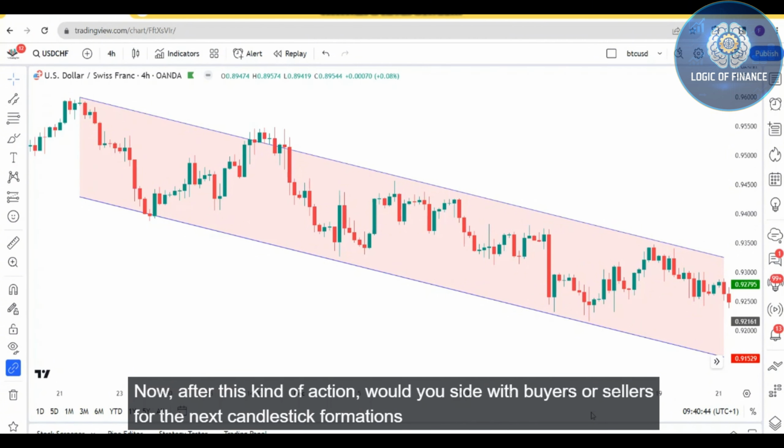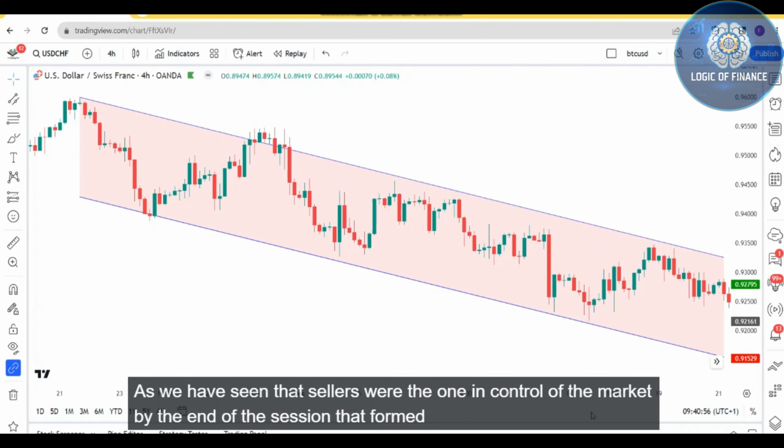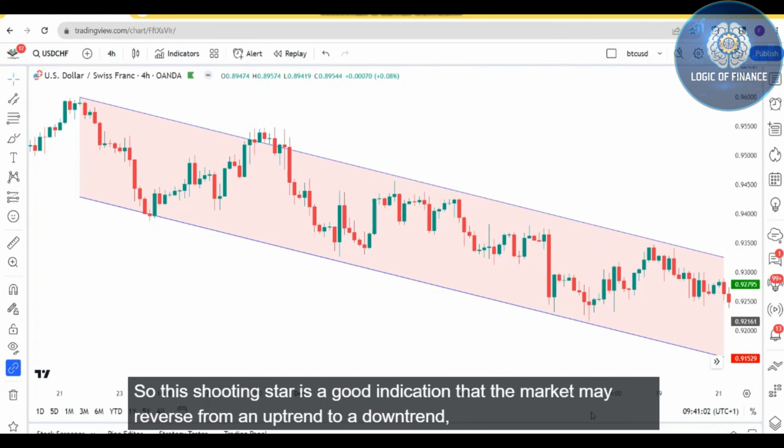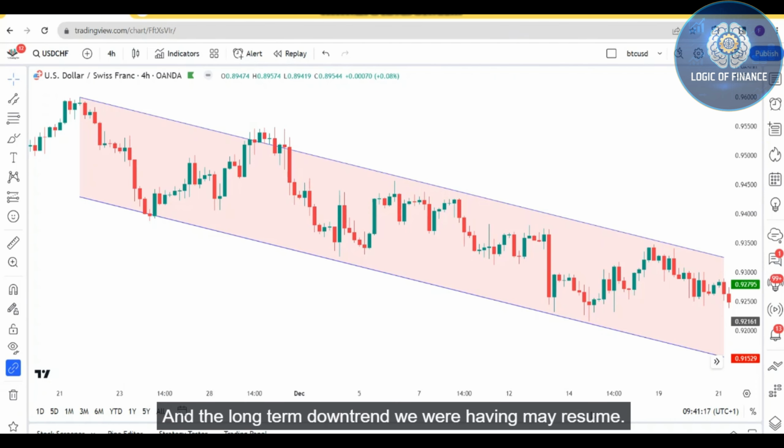Now, after this kind of action, would you side with buyers or sellers for the next candlestick formations? We'd rather side with sellers, as we have seen that sellers were the ones in control of the market by the end of the session that formed this candlestick. So this shooting star is a good indication that the market may reverse from an uptrend to a downtrend, or in this case, may indicate that the up movement may come to an end and the long-term downtrend we were having may resume. If this is not enough to open a trade here, what do we have next?